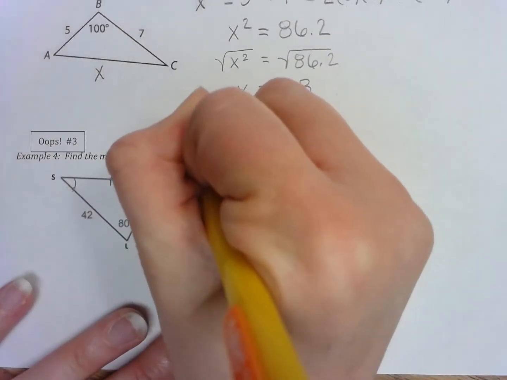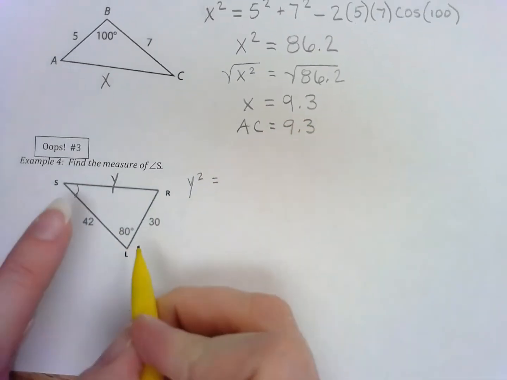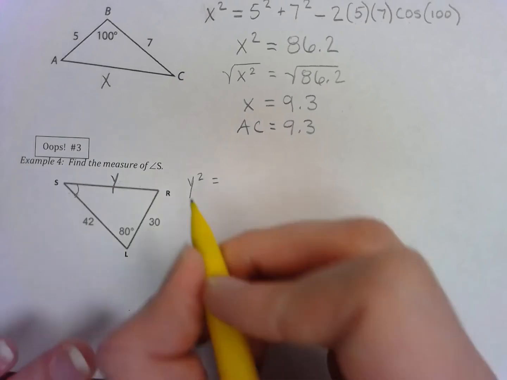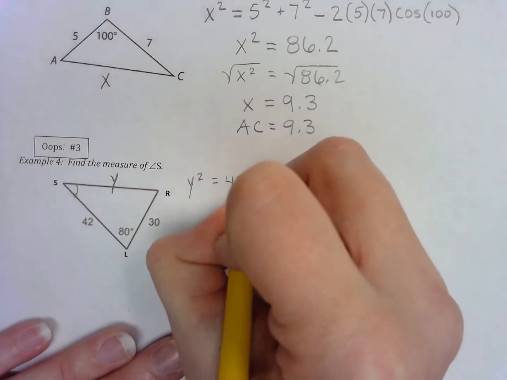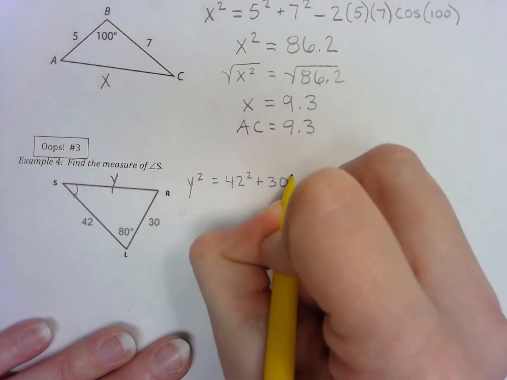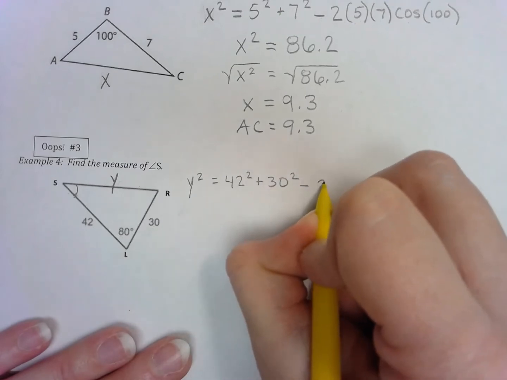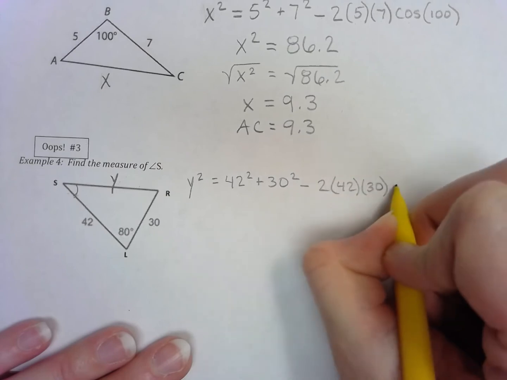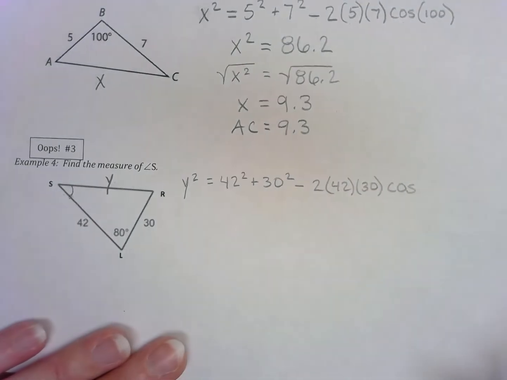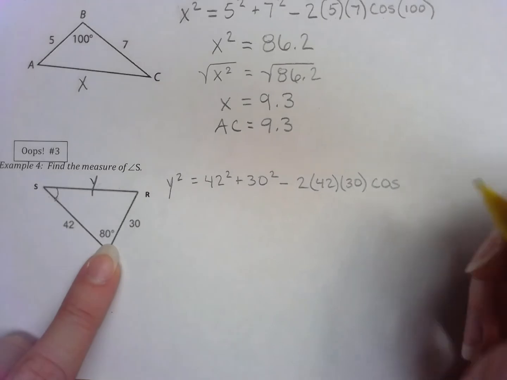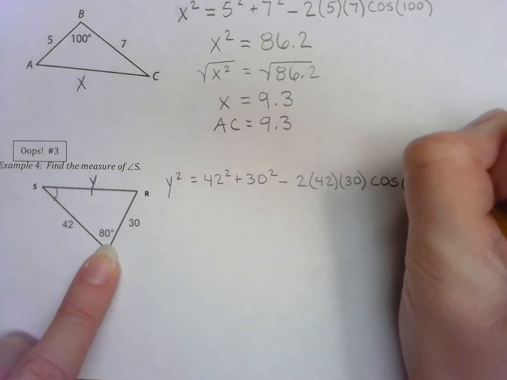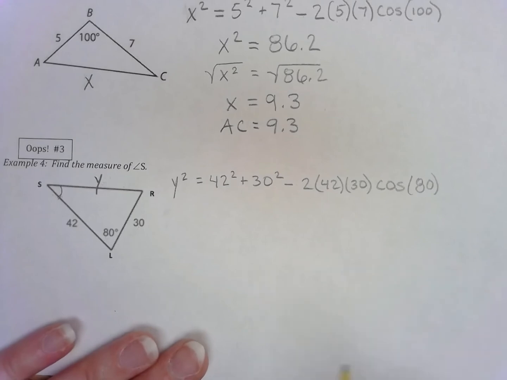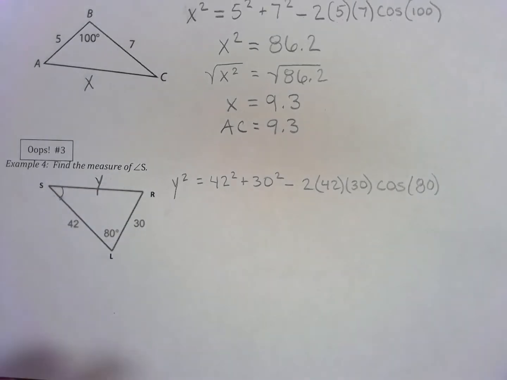So we're going to set up y squared equals the two sides that are on either side of the angle. So we have 42 and 30. Again, it does not matter the order that you put those sides. Minus 2 times, again, those two sides. So 42 and 30. And then we'll say cosine. This is law of cosines. So do cosine of our angle. So once we do all of that to find our side SR, we'll be able to move forward to find our angle.